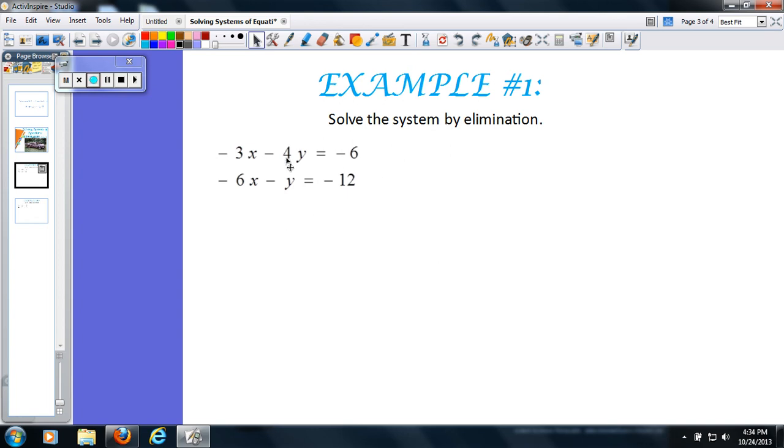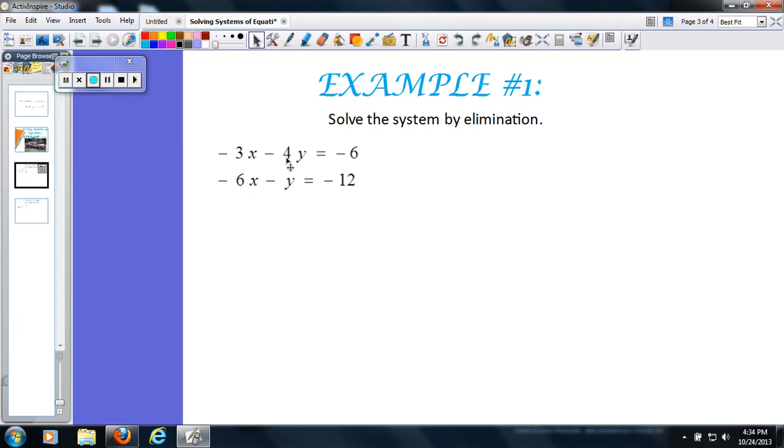In order to do this, the goal is that we want to get at least one of the variables to have opposite coefficients. The reason we're looking for opposite coefficients is so that we can just add the two equations together, and it'll cancel out one of our variables for us.